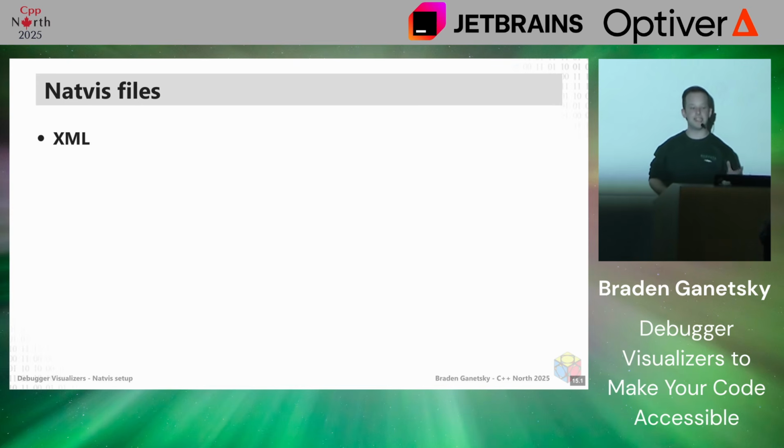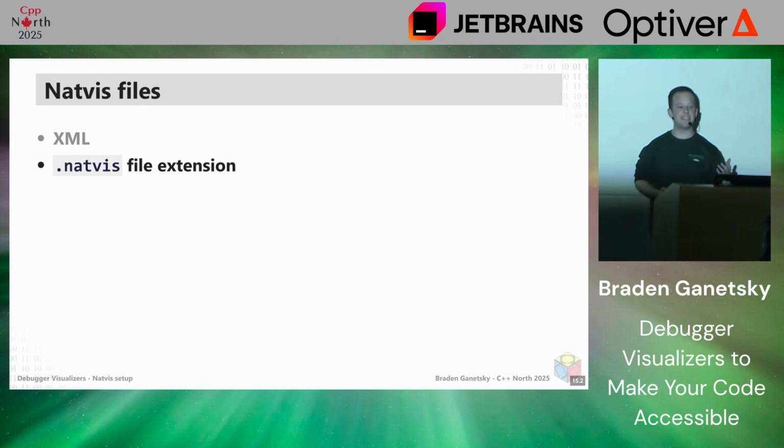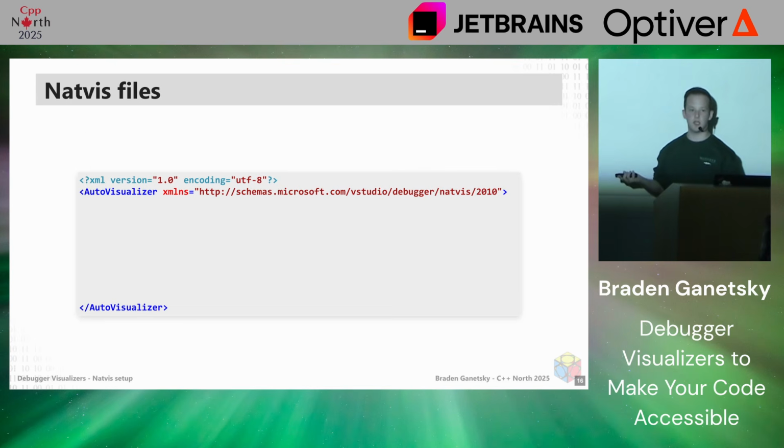A NatViz file is XML, and it's a .natvis file extension. It stands for Natural Visualization. It is a plugin into the Visual Studio Debugger, and here's what it looks like. There's nothing here, but this is the most basic NatViz you can write. It has an AutoVisualizer tag, and it just points to the schema, and that's kind of it.